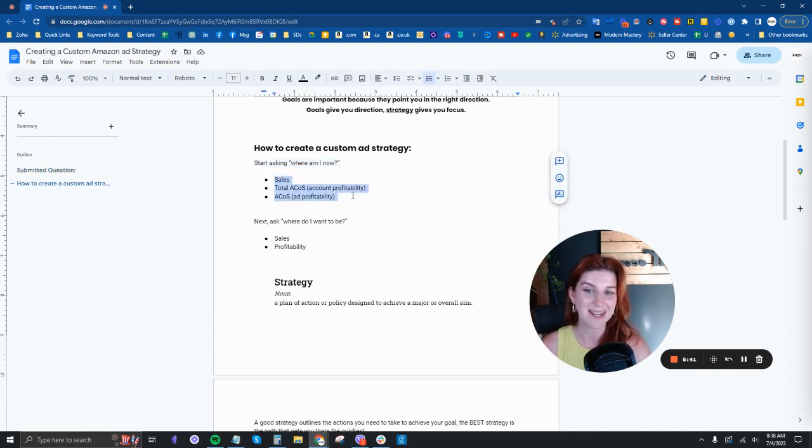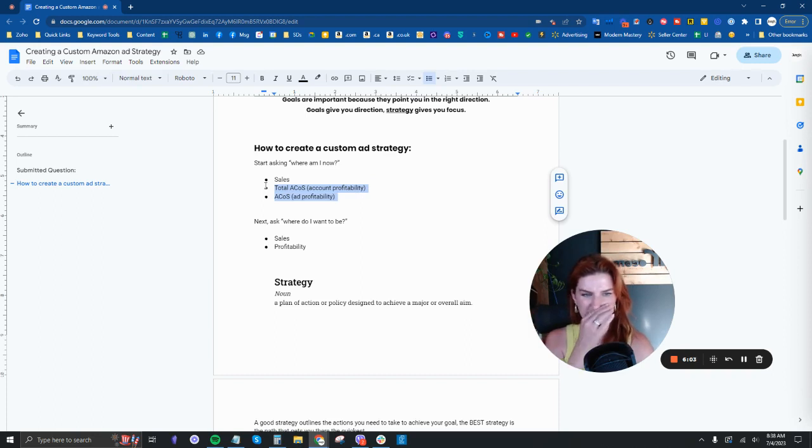So these are the things that I would look at in the where am I now question. I mean, you can look at where's my ranking. You can get super in the weeds, but from a high level, I like to pull it back to these kinds of things. So what I would do is I look at sales: where are we now with my sales goal? Total ACoS, and then ACoS.